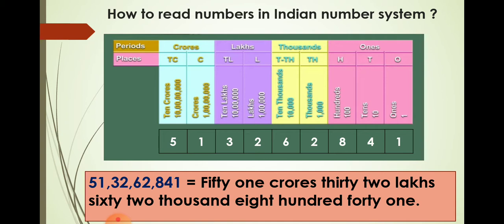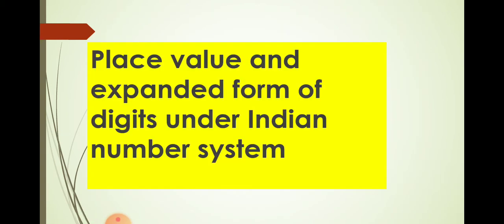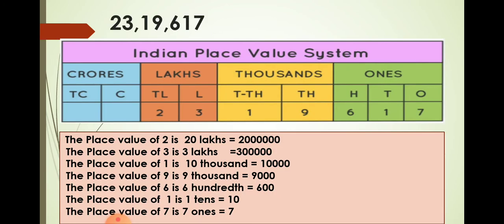Like the number is 51 crore because 51 is written below crores. Then 32 lakhs, 32 is written below lakh. Then 62,000. 62 is written below thousands, and then 841. So the number we got is 51 crore 32 lakh 62,841. Now we will see what is place value and expanded form of digits under Indian number system.